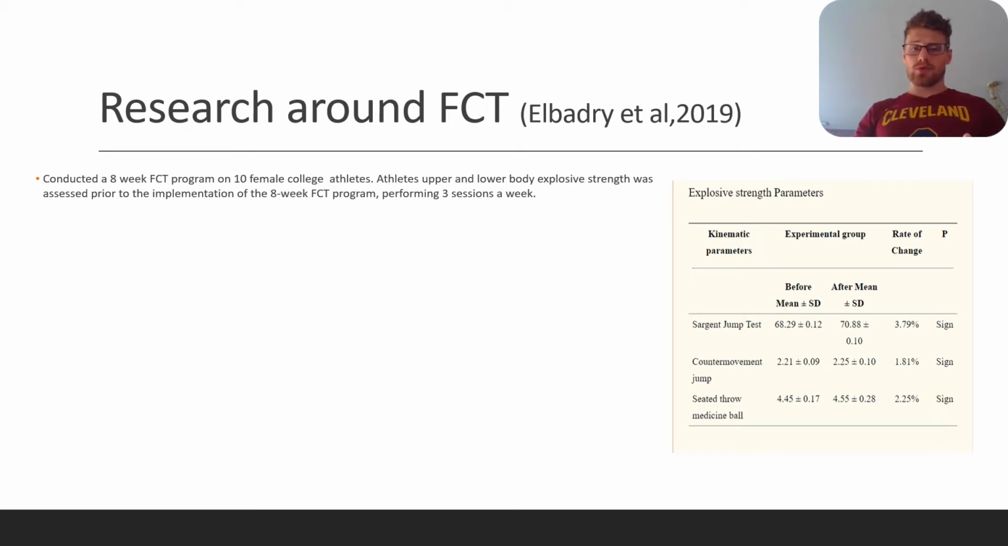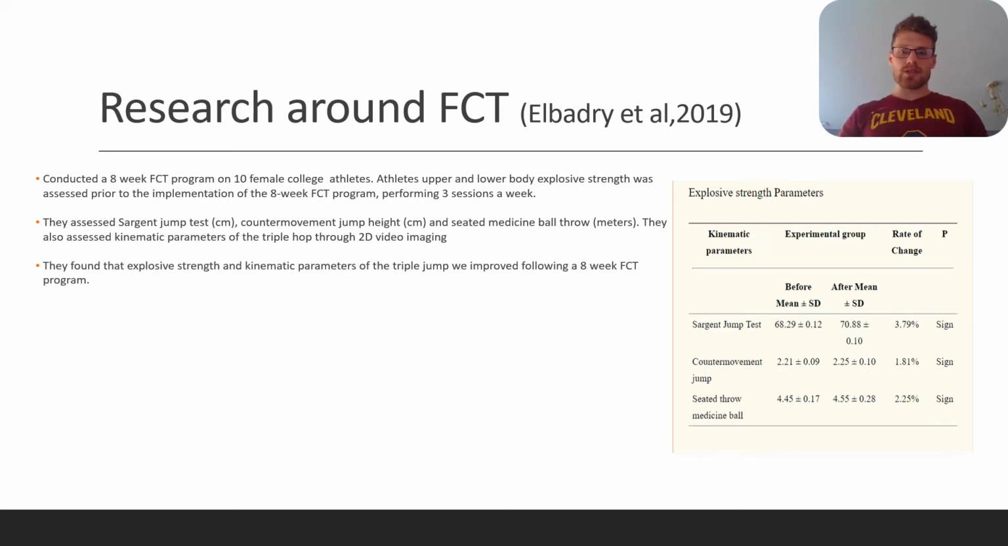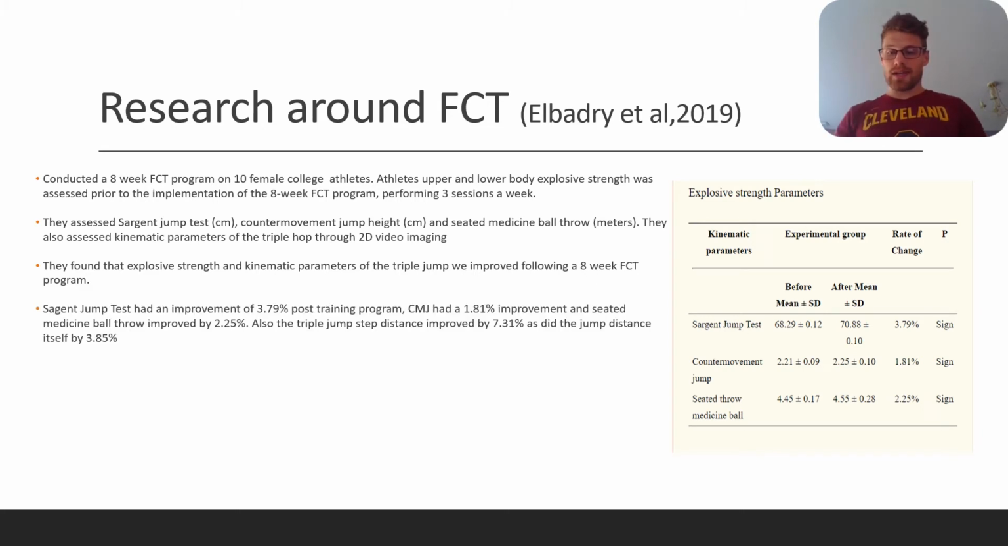lower body explosive strength program, implementing FCT, and they assessed it through different testing parameters. So physical testing and then 2D imaging. They found that explosive strength and the kinematic parameters, through the 2D imaging of the triple jump, were improved following an 8-week FCT program. They looked at a triple jump, but it wasn't stated these females were triple jumpers, it was assumed.